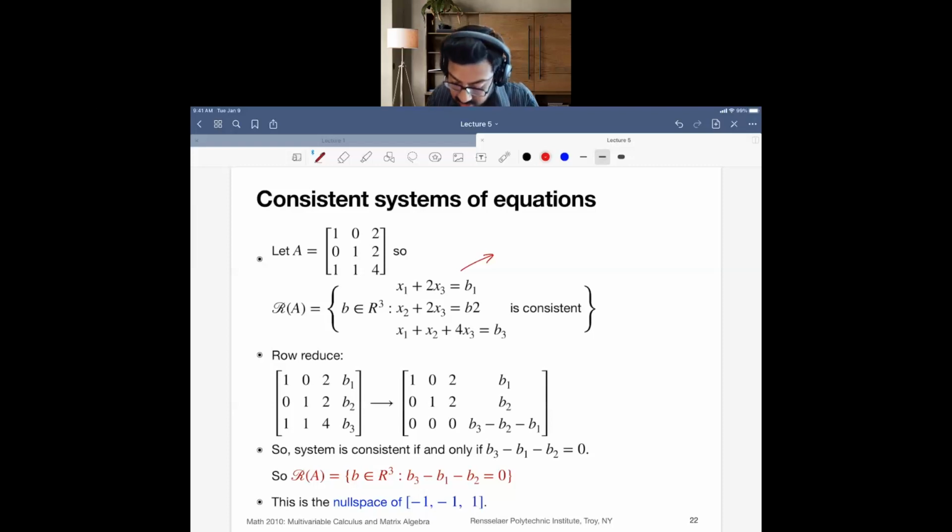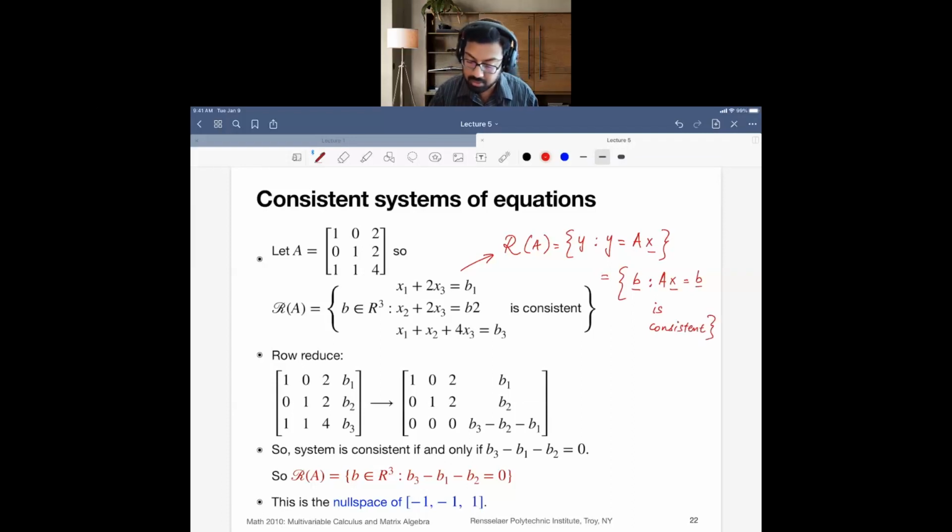So let me sort of rewrite this over here. The way I'm defining the range is range of A is a set of y's where y equals Ax, right? That's how I define the range. I just need to take A and multiply by x. Over here, I'm redefining that particular range as what are the B's so that Ax equals B is consistent. That's how we are defining the range of A over here. So this is the general way you would do the range. This is for this particular example.